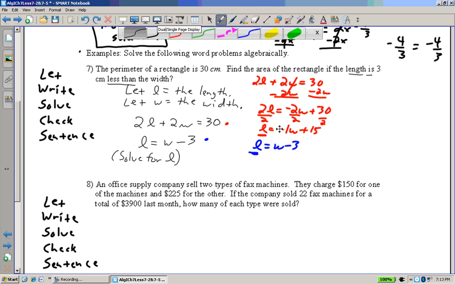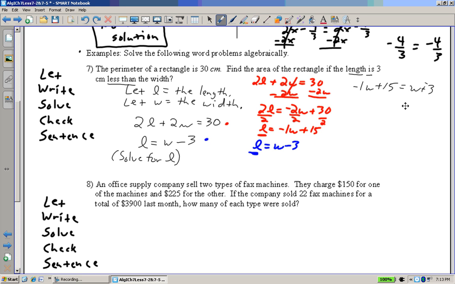So now let's combine these. Negative 1w plus 15 on one side, w minus 3 on the other side, and now we go to the song. First distribute, nope. Then combine all of your like terms, nope. Please remember key change, or you'll get burned. Well, we can do that. It's completely optional though. Then get all your variables onto the same side, so we're going to subtract w from both sides. Negative 1w plus negative 1w is negative 2w.